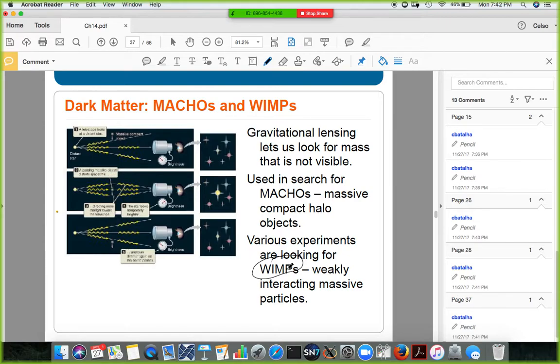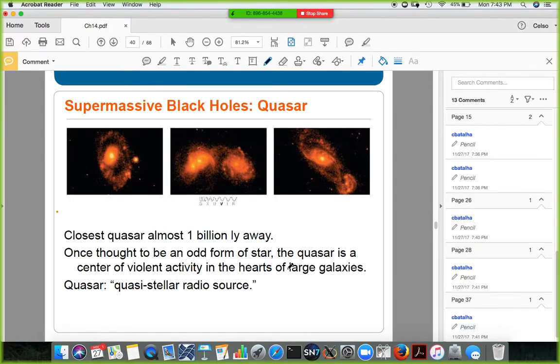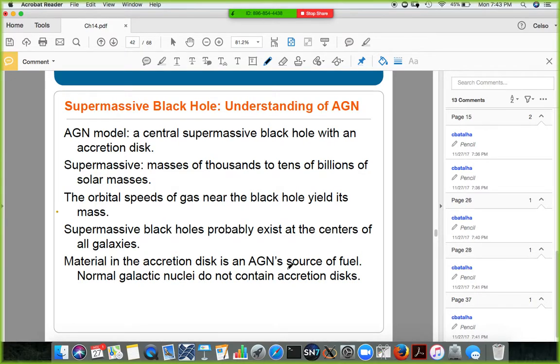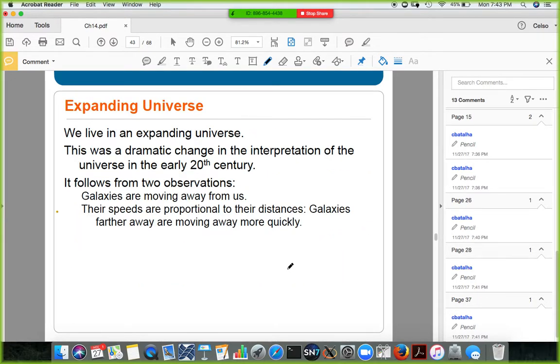Now, are they being detected? Well, there is an attempt to do so in the Large Hadron Collider. Perhaps if the physics is right and the intuition of physicists is correct, we might hear about these candidates being finally detected in the next few years. Okay, so those are the main topics of this chapter, together with the expanding universe.